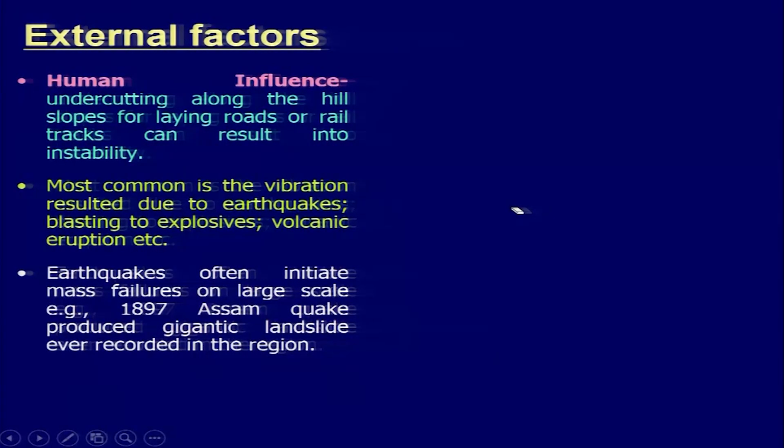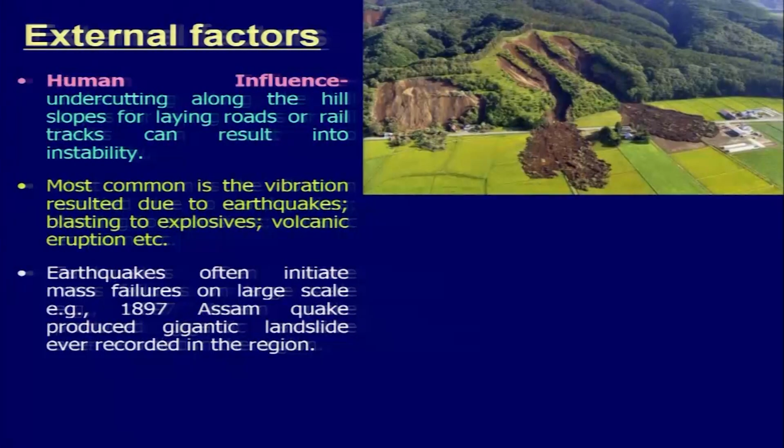Then the most common is the vibrations resulting from earthquakes. So this is another external factor, or blasting, explosives, volcanic eruptions. Earthquakes often initiate mass failure on a large scale. So this was again experienced. This is an example from the 1897 Assam earthquake, but we have experienced this in most of the recent earthquakes.